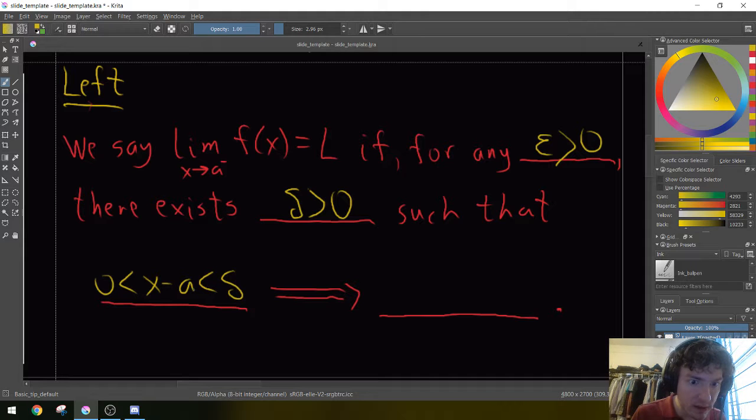Okay, so this means, wait, if this is coming from the left, then x is going to be smaller than a, which means x minus a is a negative number. So I think, shouldn't this one be a minus x? It's less than delta.